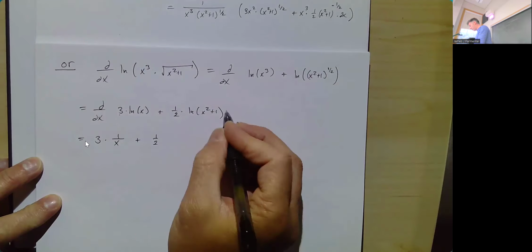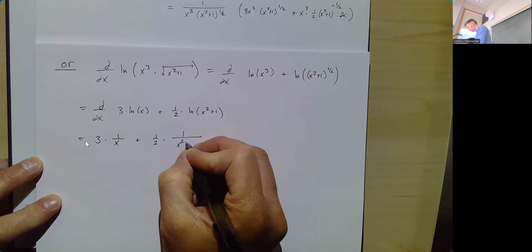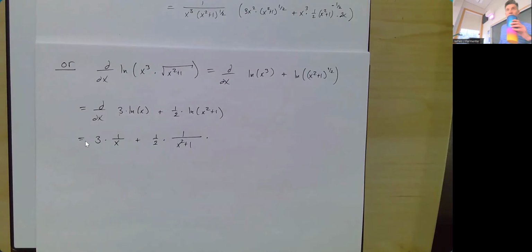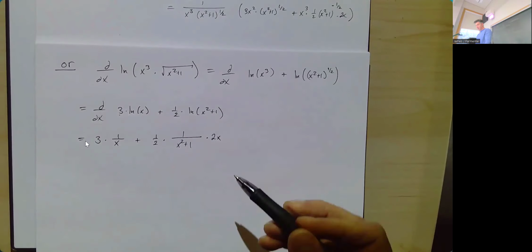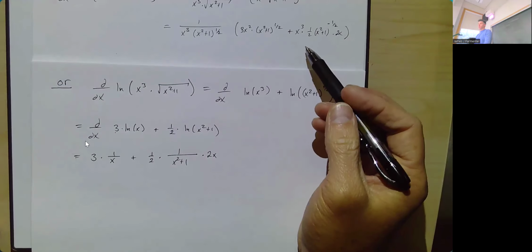The derivative of the natural log of x squared plus 1 is going to be 1 over x squared plus 1 times what? Exactly. Is this answer the same as that answer? Yeah, but they look wildly different.